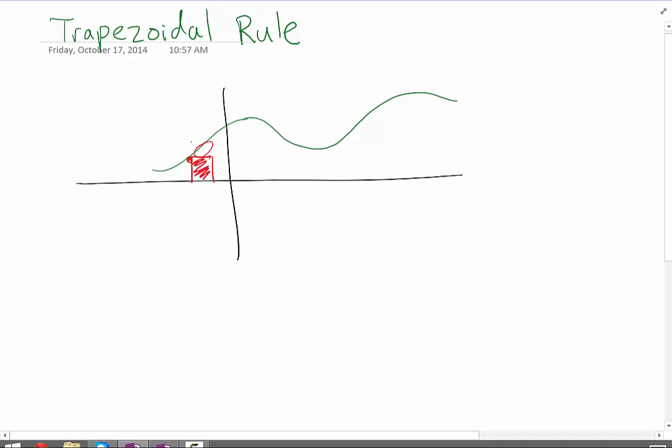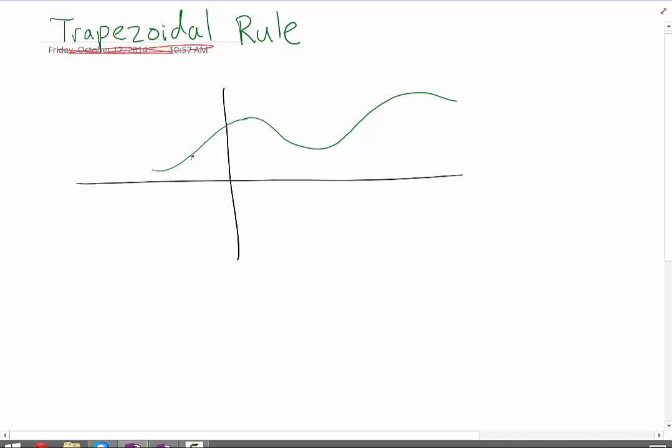And then with the right-hand rule, it's the opposite. You're wasting extra space above the curve. And the midpoint did a better job, but the trapezoidal rule is kind of the most accurate way we have. And so what the trapezoidal rule does is, instead of using rectangles to approximate the area, it uses trapezoids.